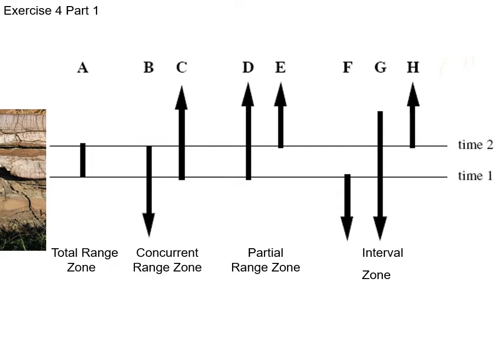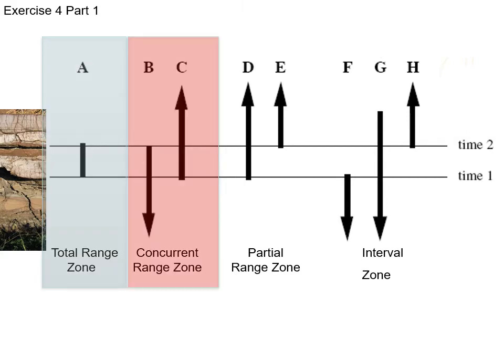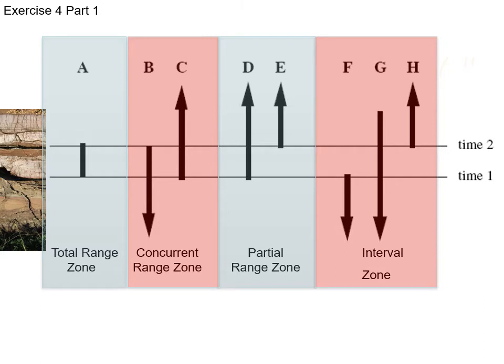And then we have our interval zones where we're looking at specimens F, G, and H. You notice F and G start sometime in the past. F goes extinct at time 1. G goes extinct after time 2. And H starts out at time 2 and continues. So we could talk about an interval zone where this third taxa bridges the gap between F and H. So total range zones, concurrent range zones, partial range zones, and interval range zones are all different ways in which we can describe time among numerous fossils in an assemblage.